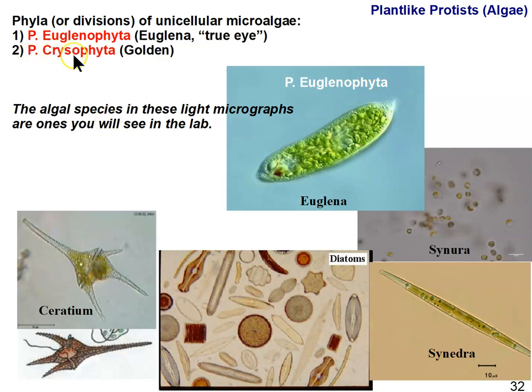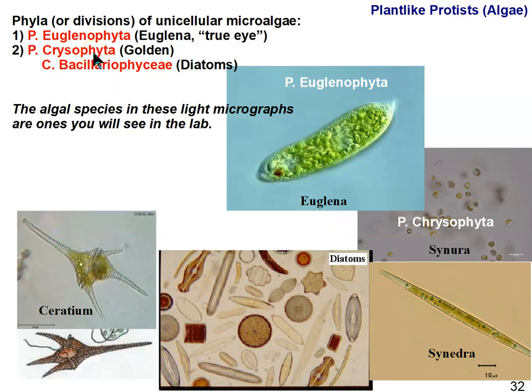Next we have phylum Chrysophyta. These are the golden algae, and when you look at these images, all three of these are chrysophytes, and you can see why they call them golden, because they look a little bit more golden than the green that we see here in Euglena. So this is phylum Chrysophyta, and again, that goes for all three of these images.